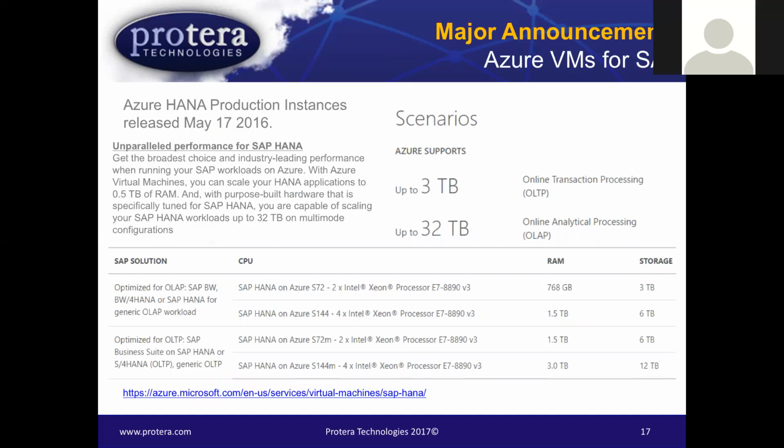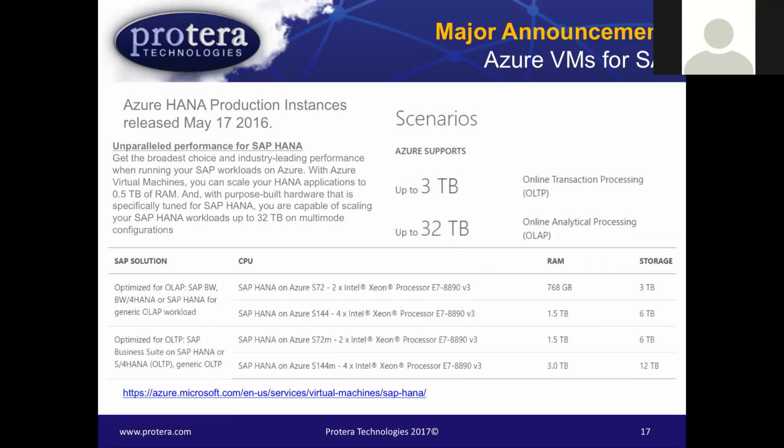So back at Sapphire in May of last year, we had some very big announcements on Azure Cloud for SAP, and that was around the support for 3 terabytes. So this is for scale up, for the OLTP, which is going to be for the ECC system, or also for SRM, CRM, SEM. They consider that the business suite. They can all scale up now to 3 terabytes.